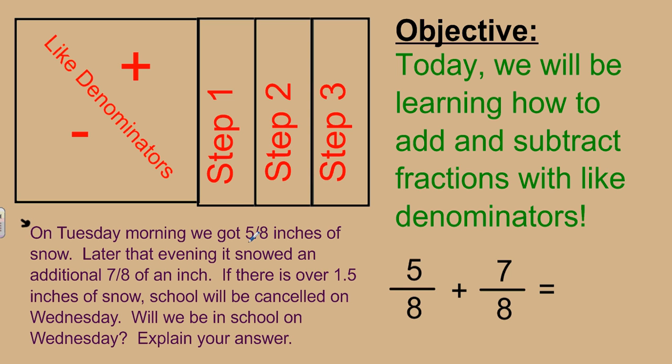On Tuesday morning, we got 5/8 inches of snow, and later that evening, it snowed an additional 7/8 of an inch. If there is over 1.5 inches of snow, school will be canceled on Wednesday. Will we be in school on Wednesday? Explain your answer. We'll be able to solve that by the end of this lesson.